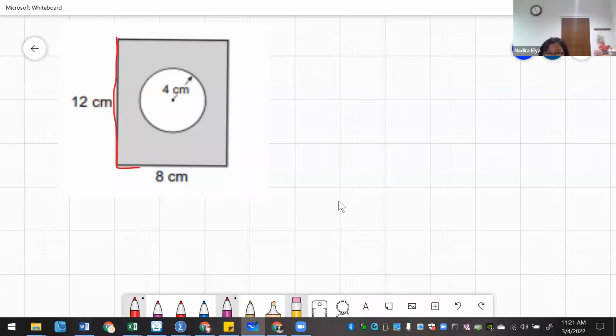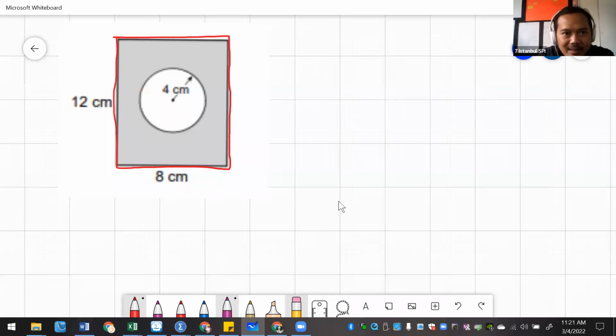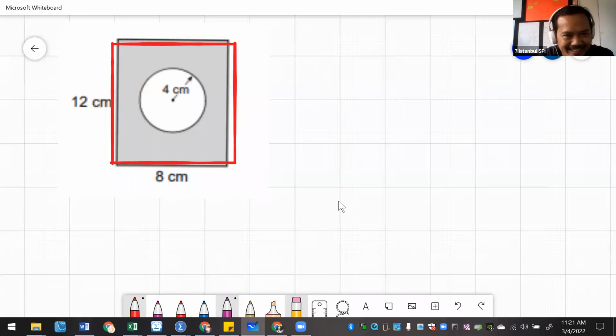Nggak asik nih. Ini saya lebihin dikit dah, biar dia lebih keluar dikit. Ih, kok jadi square lagi sih? Ya udahlah, kira-kira gitulah ya.